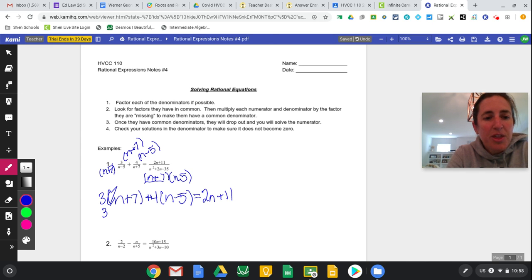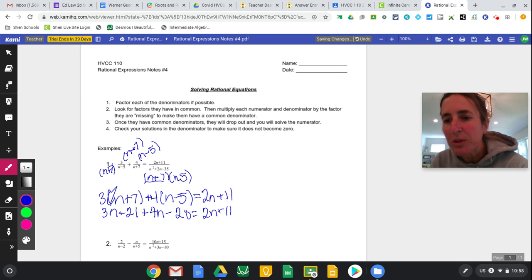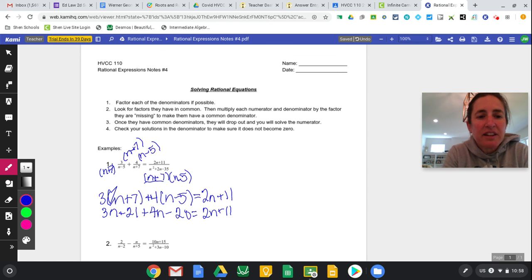Okay, so now I have 3n plus 21 plus 4n minus 20 equals 2n plus 11. All I did was distribute. I'm not using the denominator anymore because basically if I added the fraction on the left to the fraction on the right, they had a common denominator. And I could set them equal to this other fraction. And if I cross multiplied, the two denominators would cancel each other out. So basically the denominator has dissolved from the problem. And all I need to do is solve the top or the numerator.